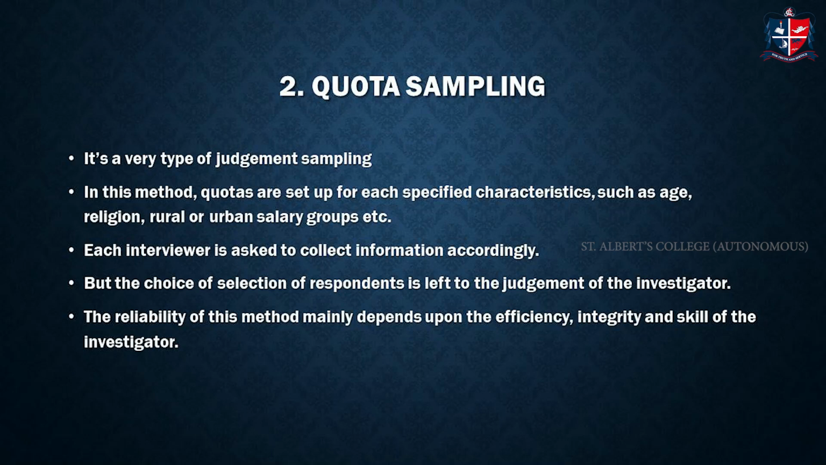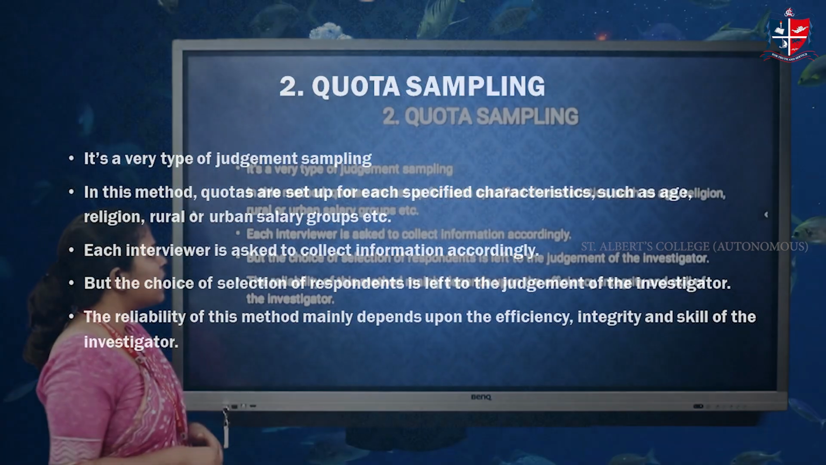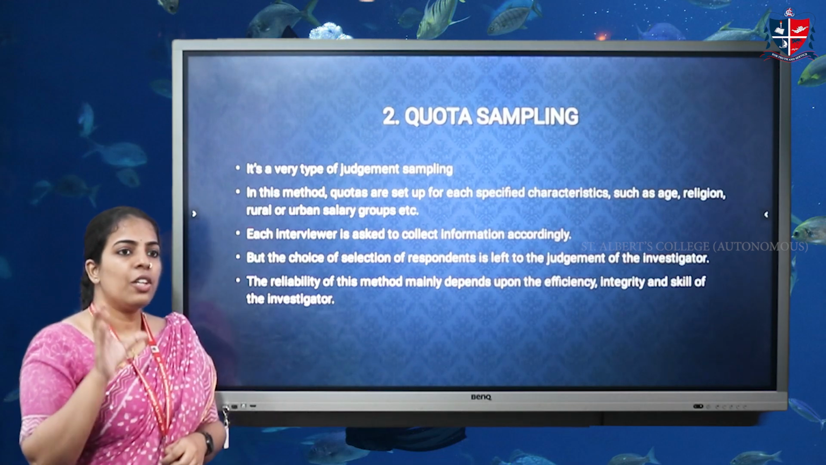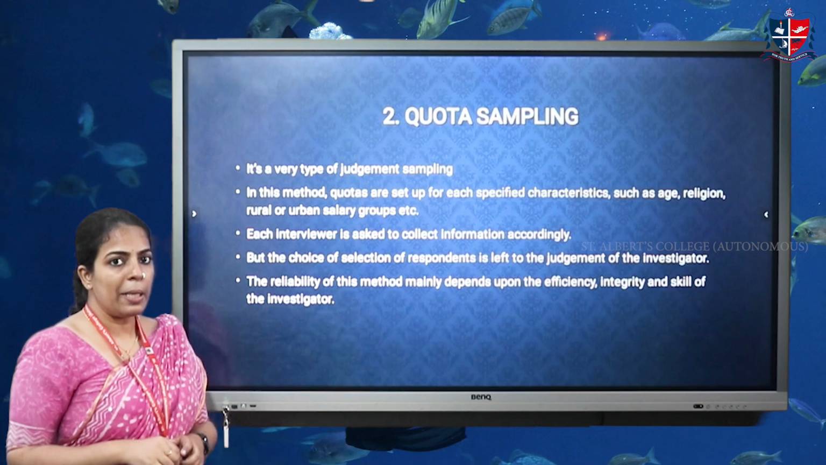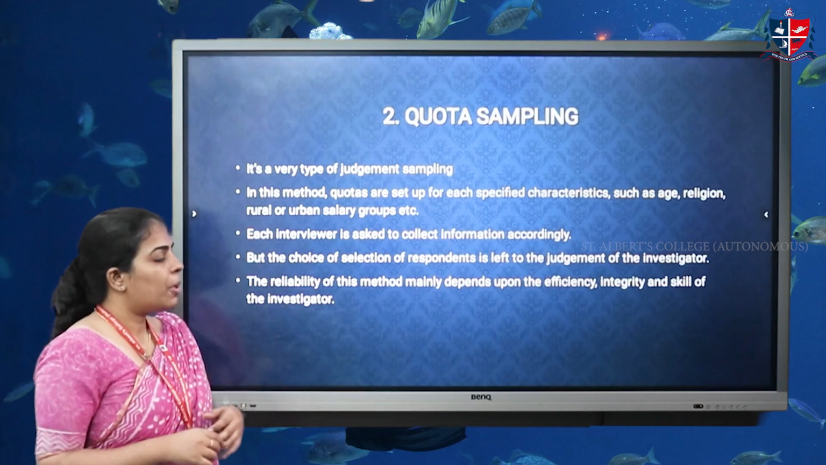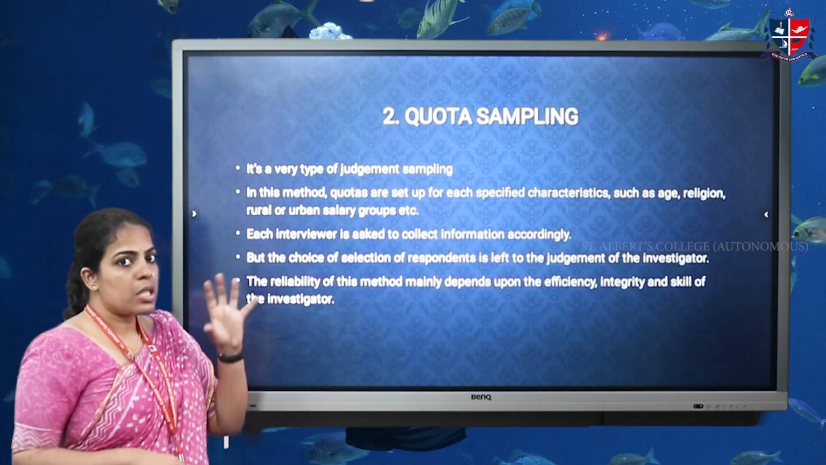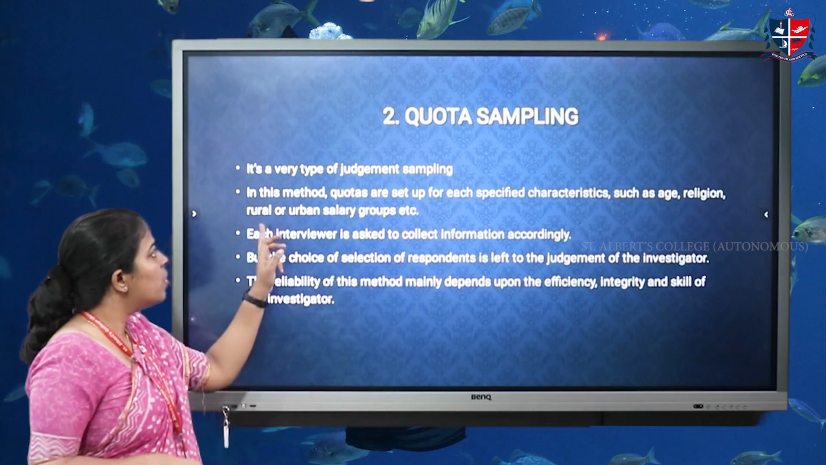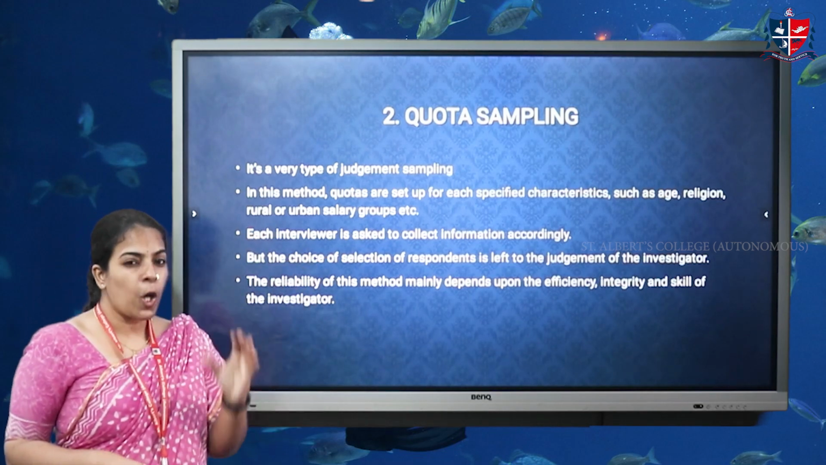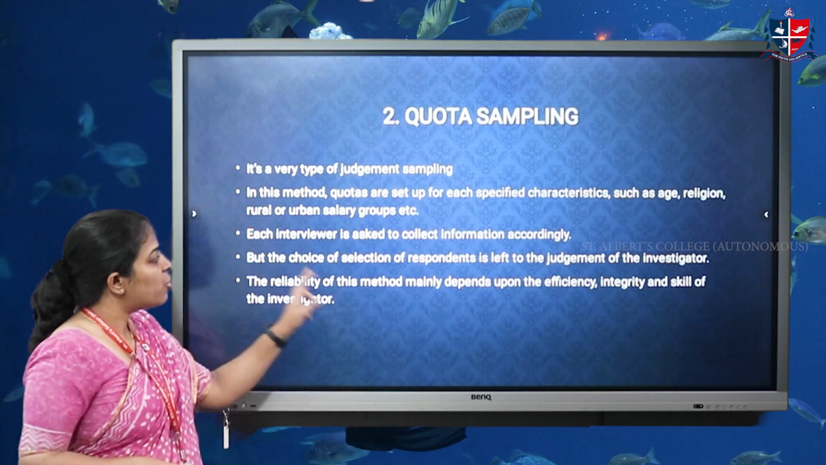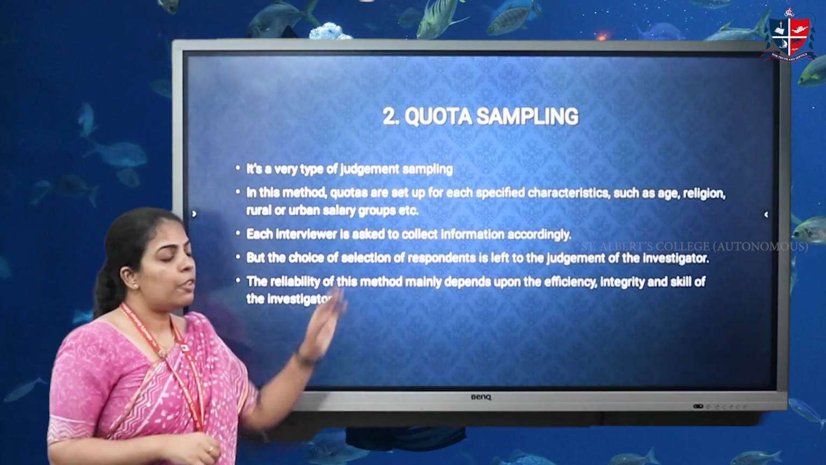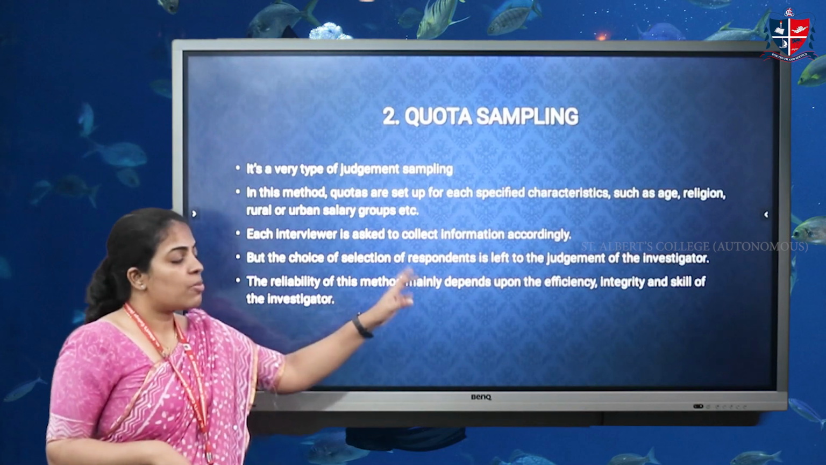Next is quota sampling. It's also a type of judgmental sampling. In this method, the only difference is that a special characteristic or quota is placed for collecting a particular kind of information. For example, for collecting data from a rural area, we focus on certain characteristics like age, religion, rural or urban, salary groups, etc. Each interviewer is asked to collect information according to those characteristics, but the choice of which respondent to collect information from is left to my personal opinion or to the judgment of the investigator.